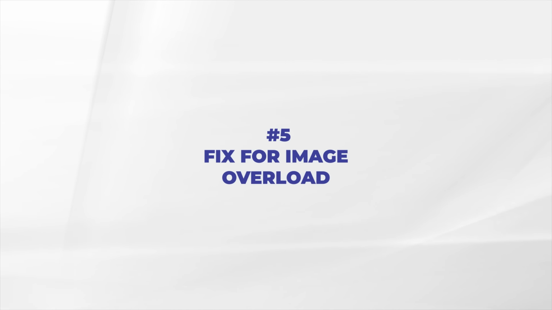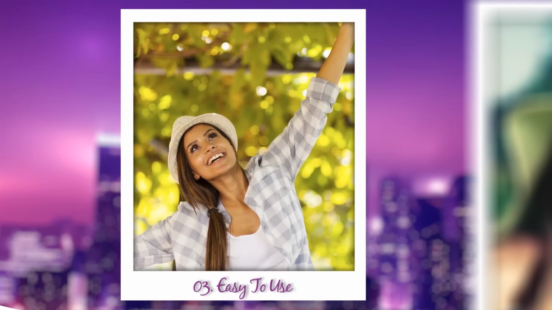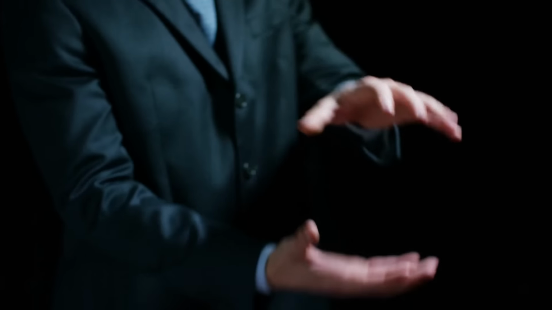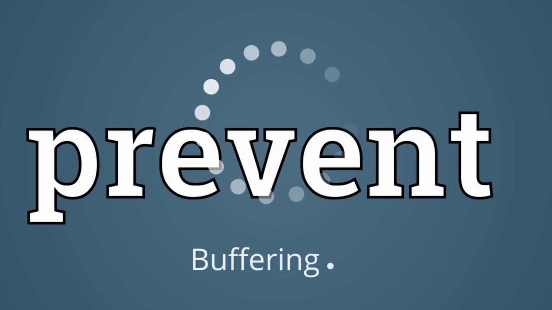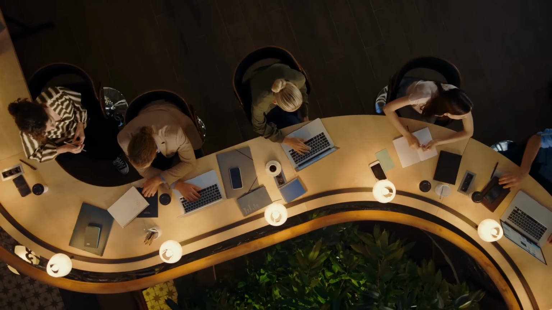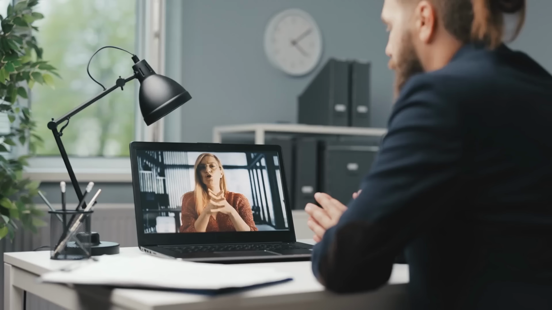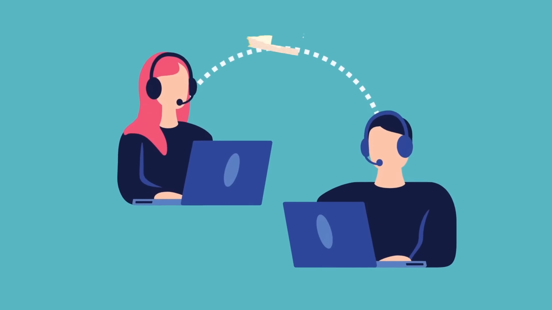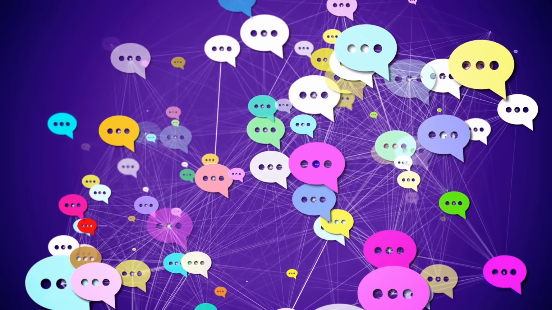5. Fix for image overload. To address image overload, aim for a balanced and purposeful use of visuals on your landing page. Start by picking high-quality images that enhance your message rather than overwhelm it. Each image should have a specific purpose, whether it's showcasing a product, illustrating a concept, or evoking an emotion. Prioritize image optimization to prevent slow load times, ensuring a seamless user experience. Strike a perfect balance between text and visuals, so they complement each other and guide visitors toward your call to action without distractions. Remember, visuals should enhance, not overshadow, your core message.